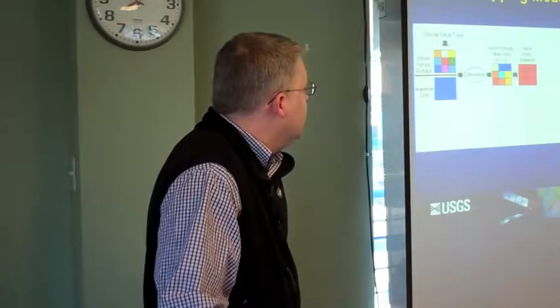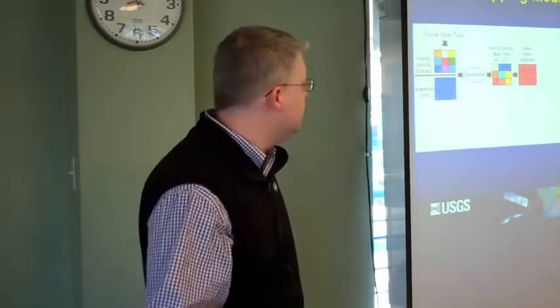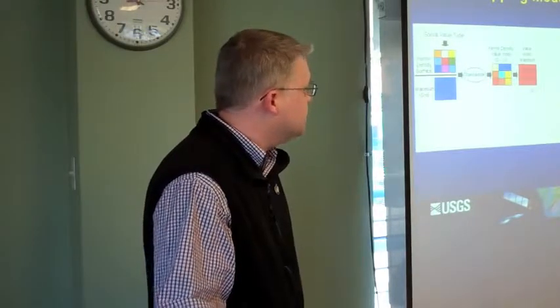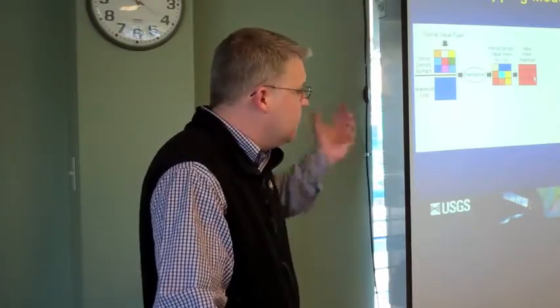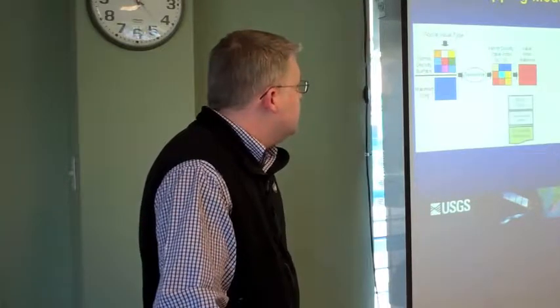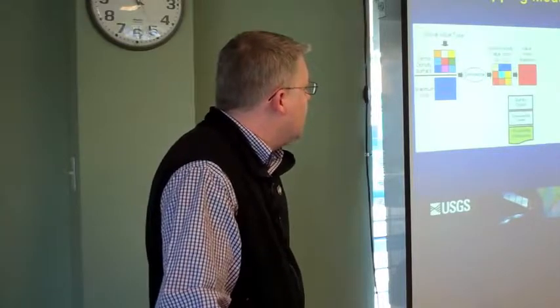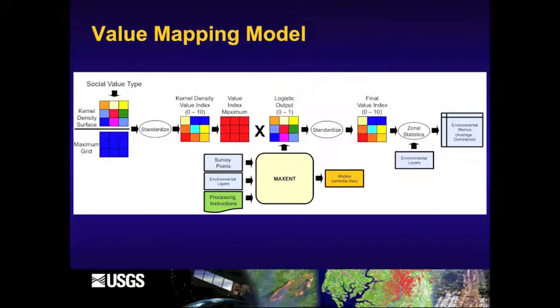On that, the value index ranges from 0 to 10, so you're going to have a maximum value on this surface, which might be 10, might be 7, might be 4, what have you. But you end up with a surface that is just that value, because that's going to get used along with the Maxent data to produce your final maps. Here you have the same survey points that were selected previously for the particular survey group, along with the appropriate environmental layers that you've selected, and the processing instructions are sent to Maxent, which produces logistic output which ranges from 0 to 1.